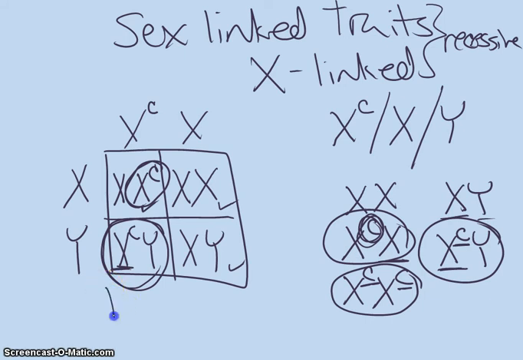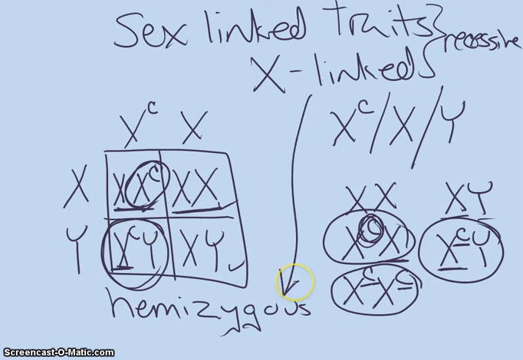This is what we call being hemizygous for a trait, as opposed to homozygous, two of the same, or heterozygous, two different. With a male, for sex-linked traits, they're hemizygous. So only with traits on the X chromosome do we see a hemizygous situation. So at this point, we've looked at three different types of Punnett squares. We've looked at just a normal dominant recessive, we've looked at sex-linked, and we've looked at codominant or incomplete dominant.